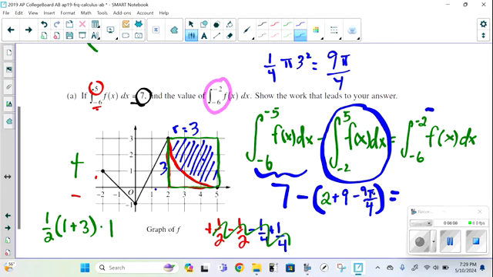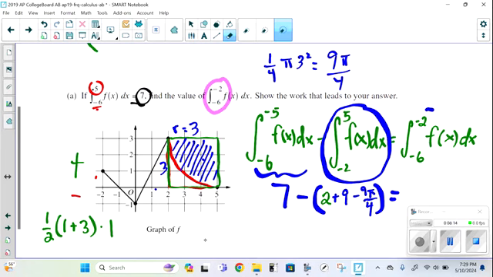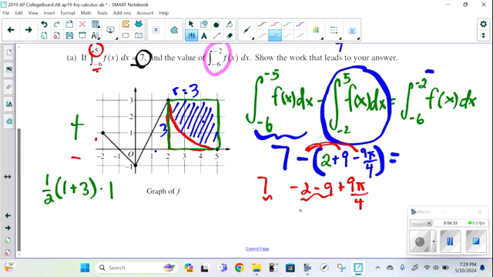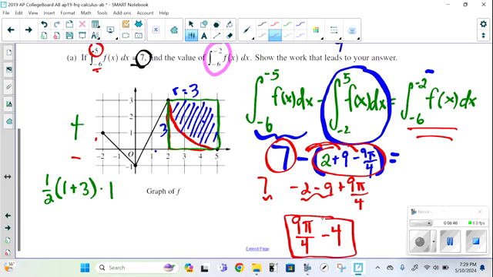Sorry about my sloppy writing here. So we're looking good. All I've got to do is do my math at this point. It's 7. I'm going to just distribute this: minus 2 minus 9 plus 9 pi over 4. 7 minus 11 is negative 4. So I end up with 9 pi over 4 minus 4. That's what happens when I take 7 and subtract this. There you go.